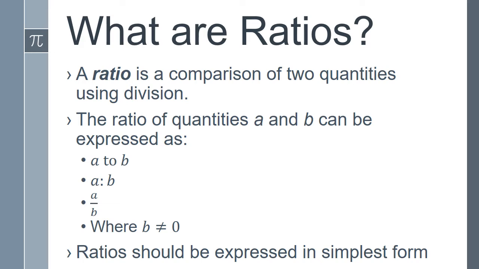A ratio can never have zero in the denominator. It's like saying, hey, I ate 3/0 of pizza. I had 3 slices of no pizza. That doesn't happen, right? So we always express ratios in simplest form.